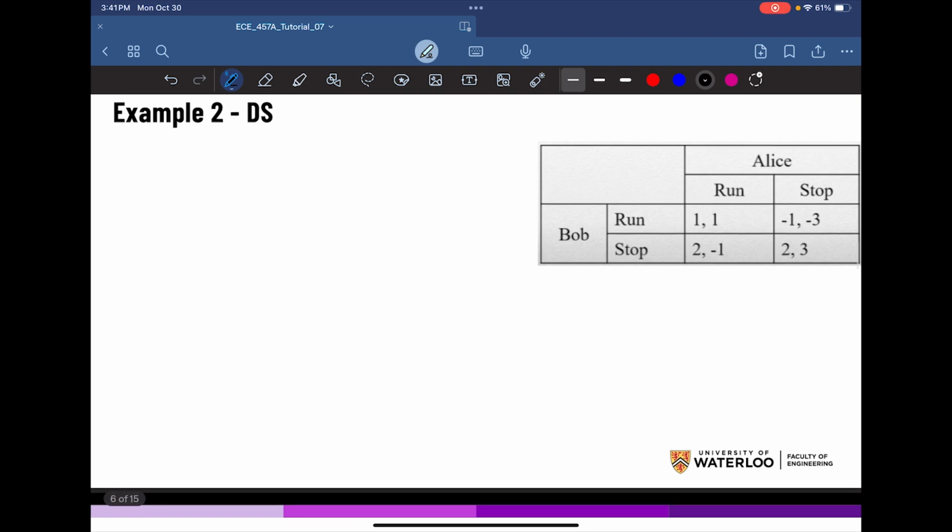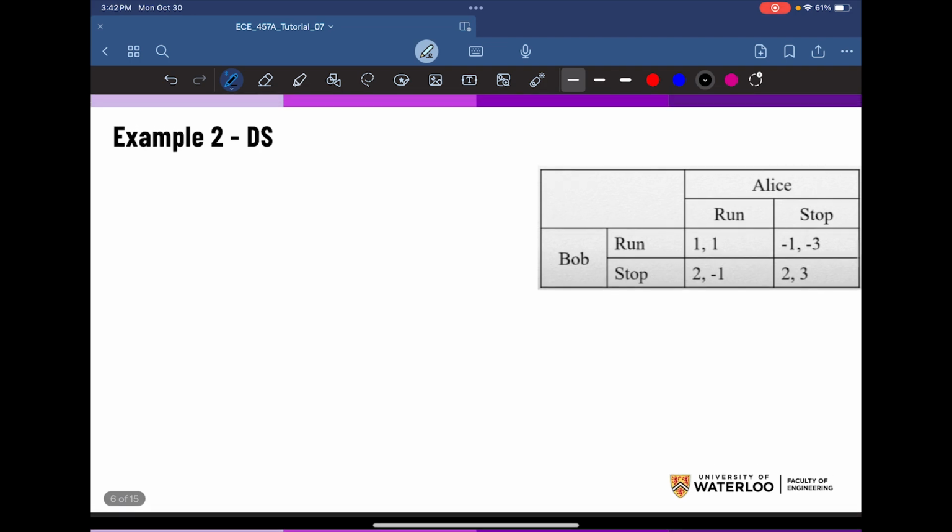All right, let's move on to the second example. For the second example, again we want to solve it using the dominated strategy method. Bob either runs or stops. The same is true for Alice.